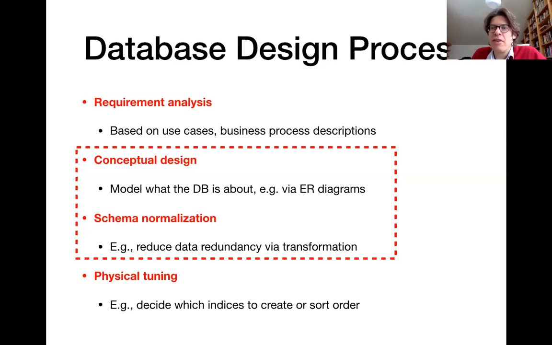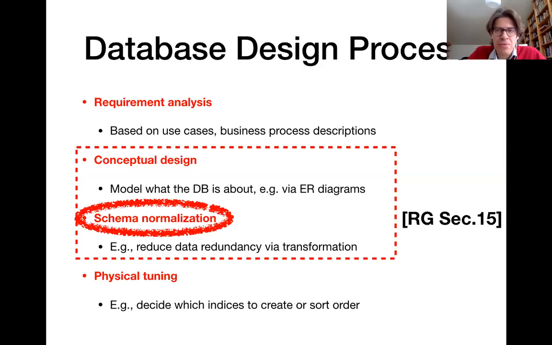And in the following, we are going to discuss in detail what we mean by optimized form. So this is what we are going to talk about, schema normalization, just the process of bringing it into an optimized form. The corresponding chapter in the Ramakrishnan and Gehrke book, that is chapter 15.